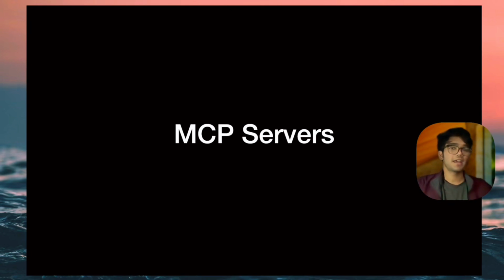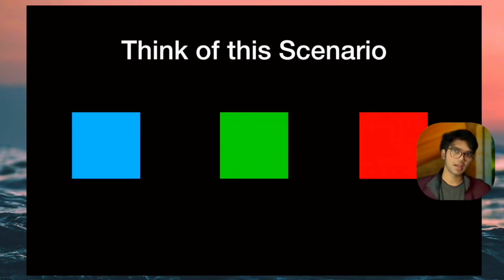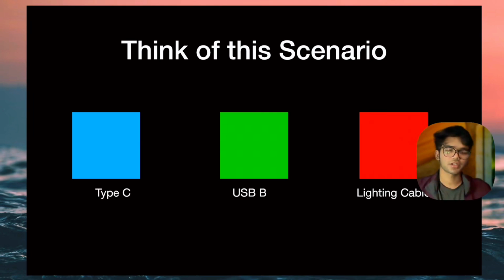Now, before starting with anything, what is even an MCP server and why do we need it and what's the hype about? Now, to explain this in really simple terms, think of this scenario, right? So these are 3 different persons. Person A has, let's say, a type C charger, and then person B, which is the green one, has a USB type B charger, and then we have a lightning cable. Now let's say person A wants to borrow a charger from person C, but person C can't give that because it's a lightning cable, right?